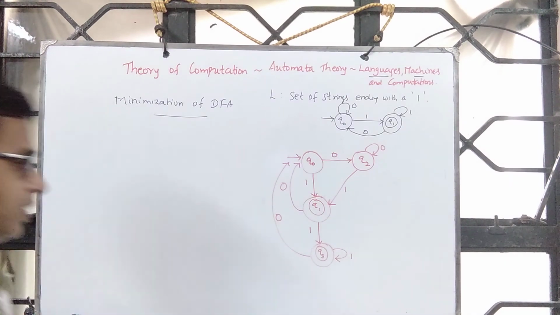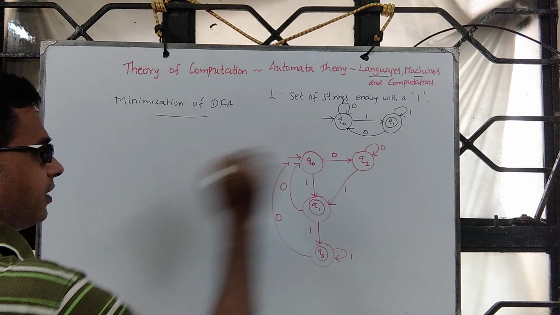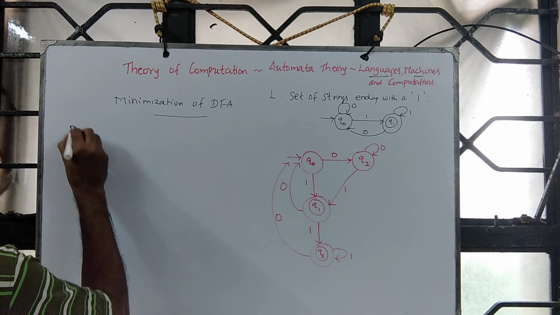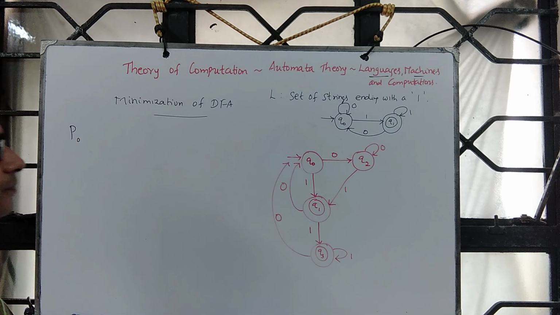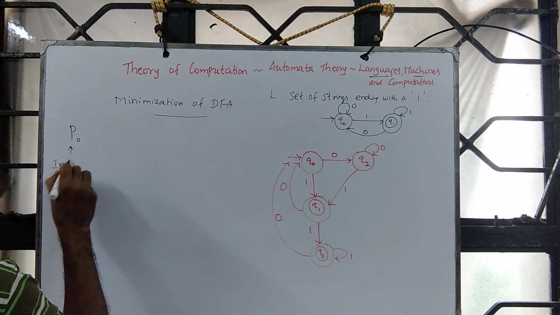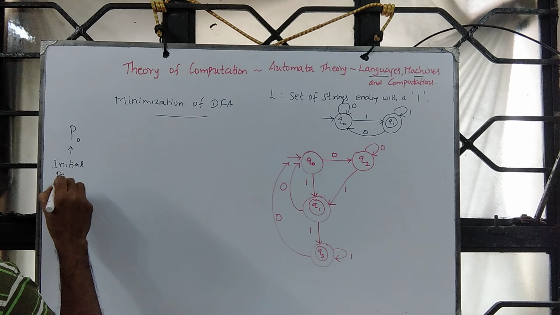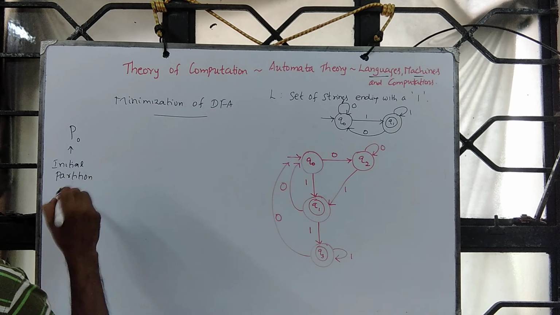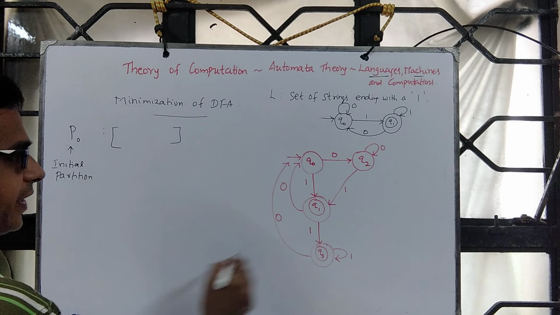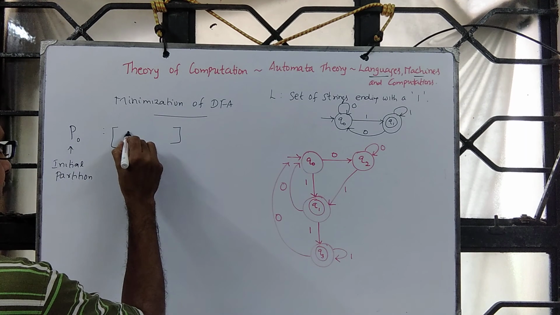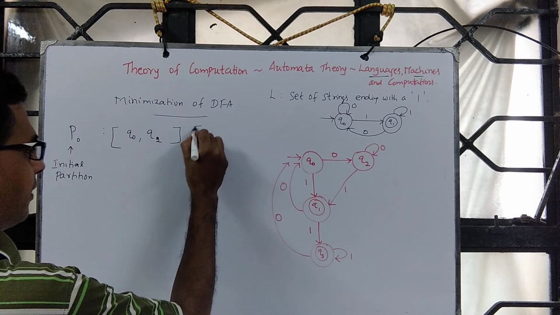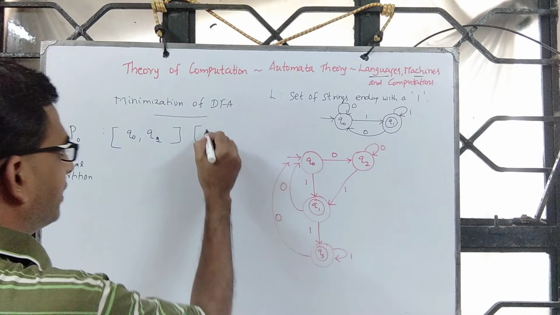Fine. Now let's employ the procedure that we have outlined. So initially we have P0. P0 is our initial partition. The initial partition consists of 2 blocks, namely non-final states Q0, Q2, and final states Q1, Q3.